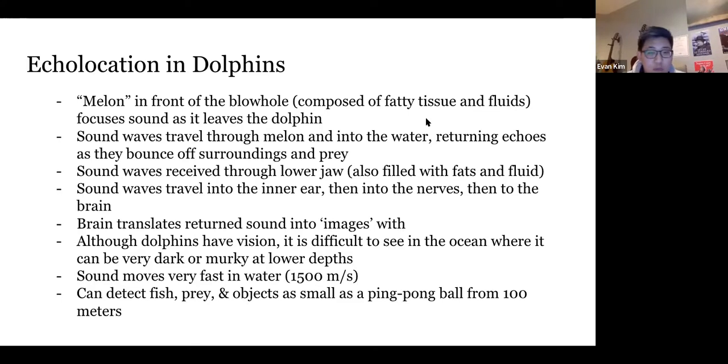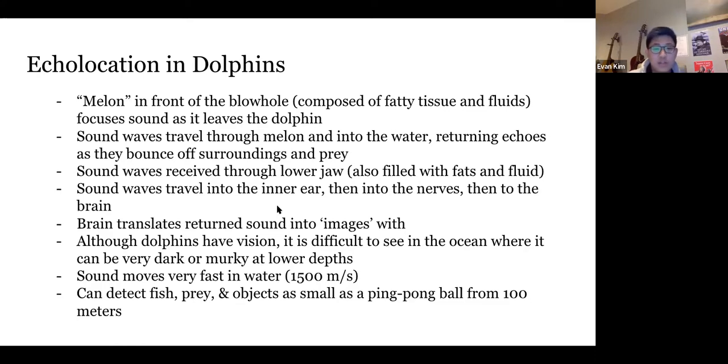into the environment. Sound waves travel through the melon and then into the water, returning echoes as they bounce off surroundings and prey. So in practice, it works the same as any active sonar system, or like a bat navigates in the air, by penetrating through the water and bouncing off of any objects in the distance or prey. Sound waves received through the lower jaw, which is also filled with fats and fluid, help receive the echoes that come back bouncing off of objects and surroundings.